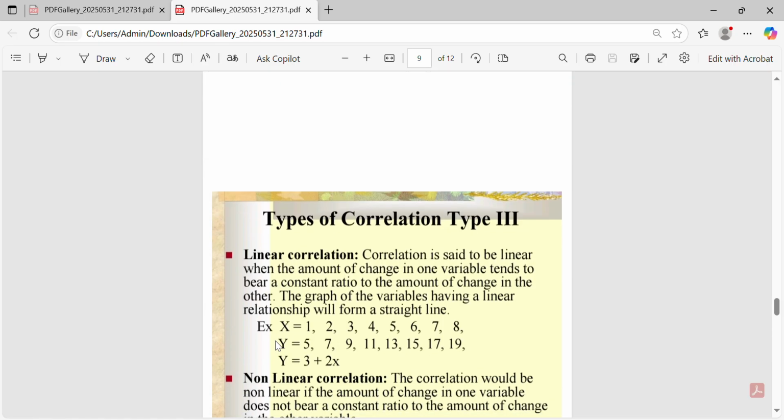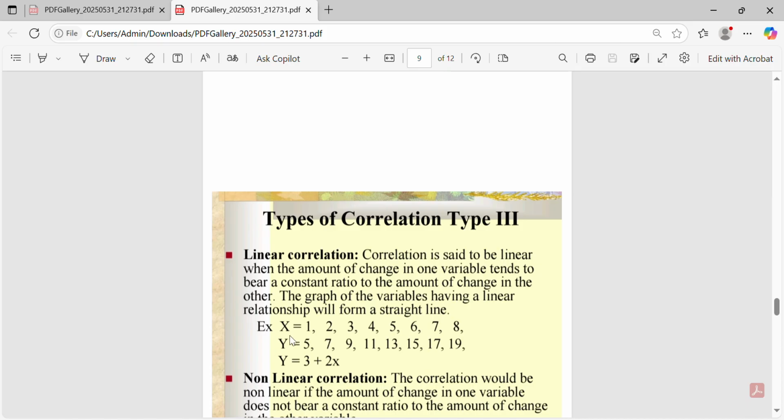The third type of correlation is linear correlation. Correlation is said to be linear when the amount of change in one variable tends to bear a constant ratio to the amount of change in the other. The graph of variables having a linear relationship will form a straight line.